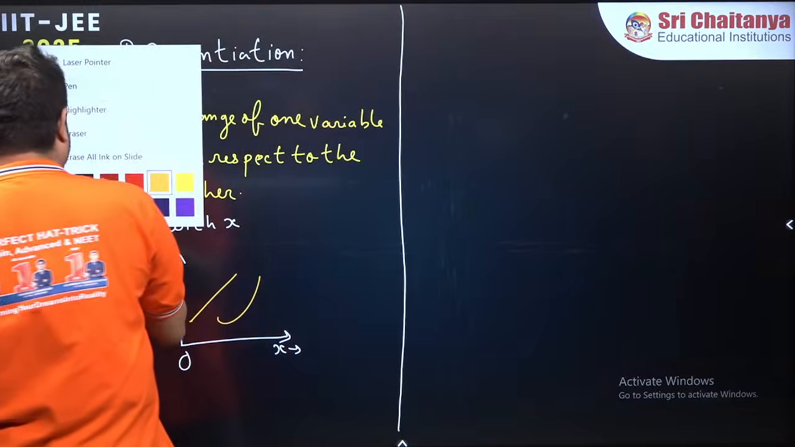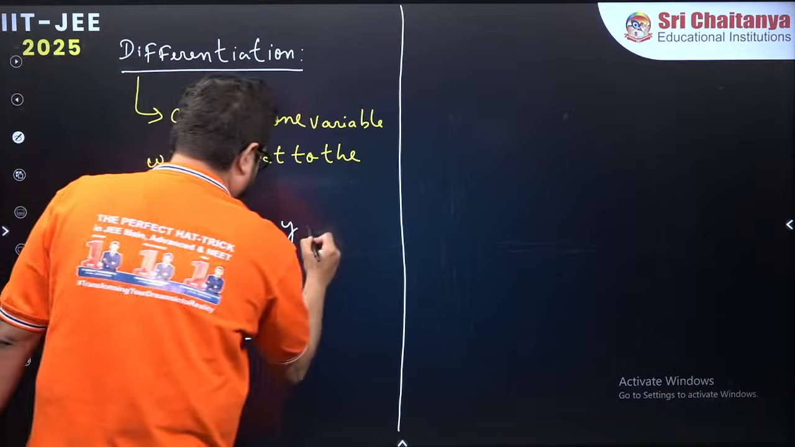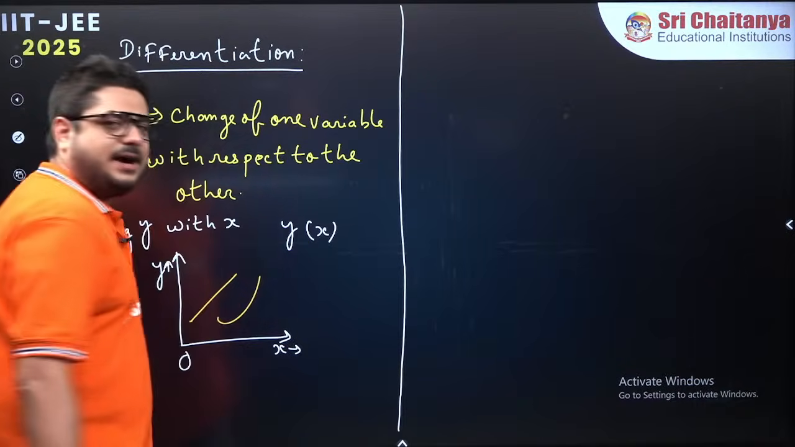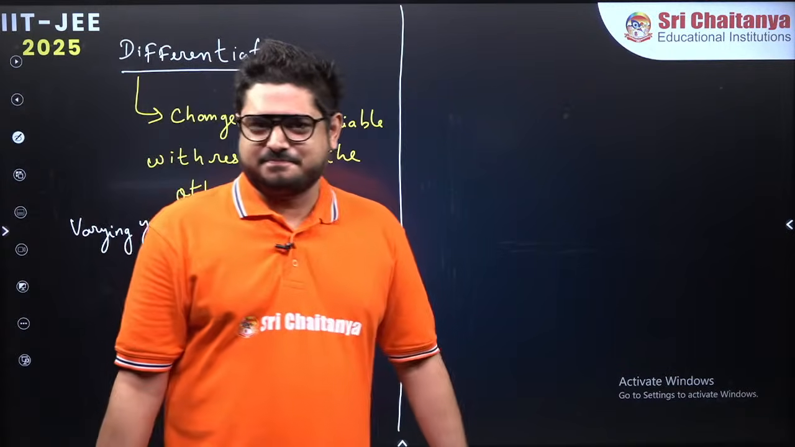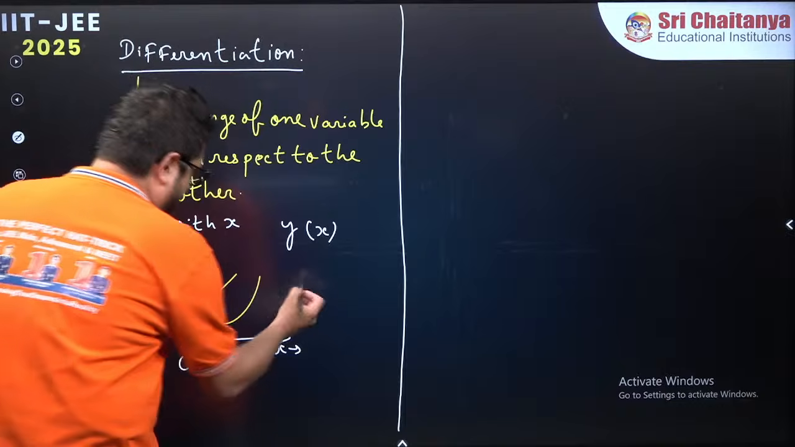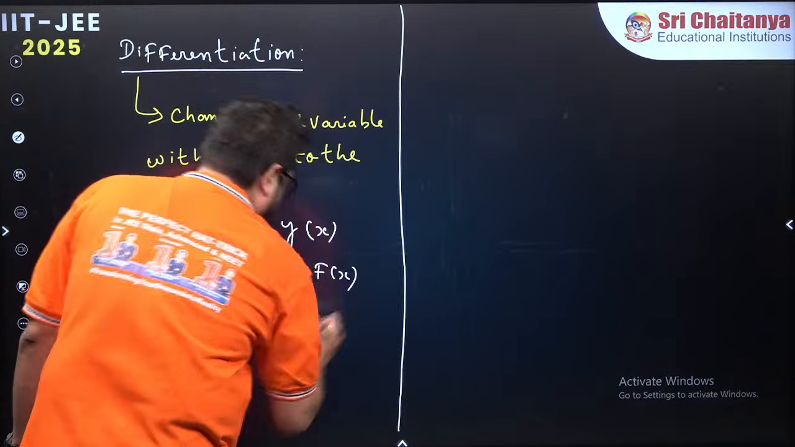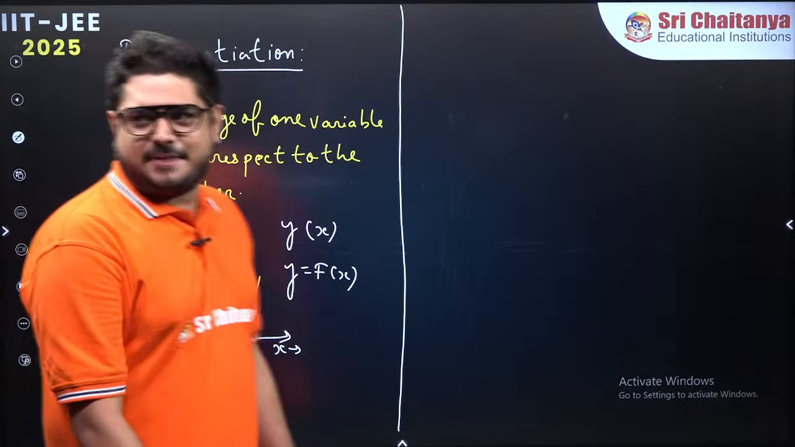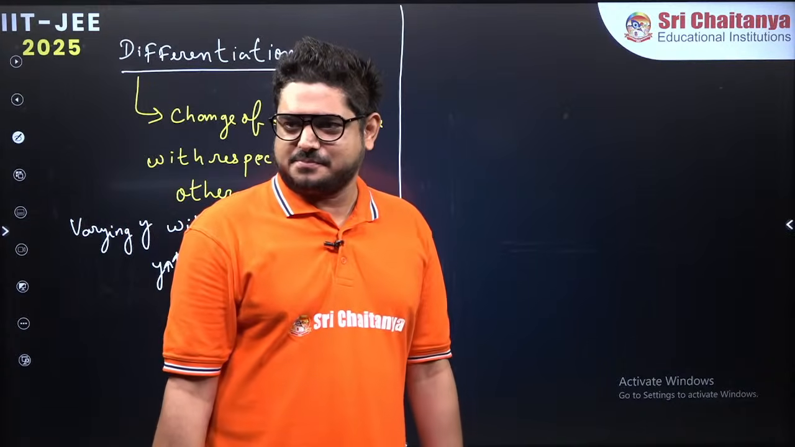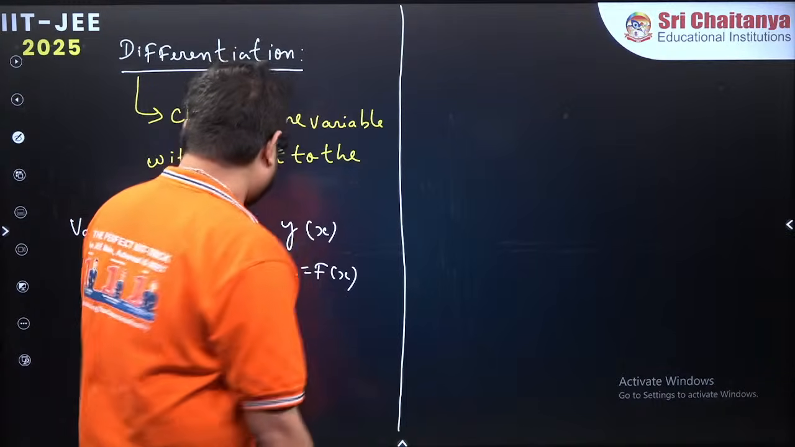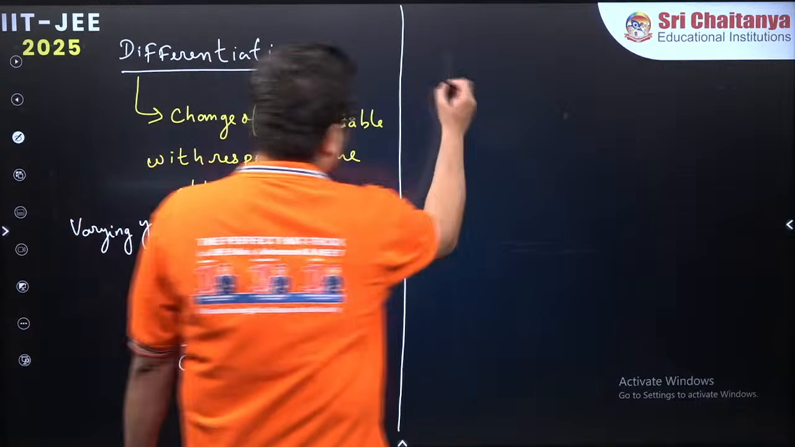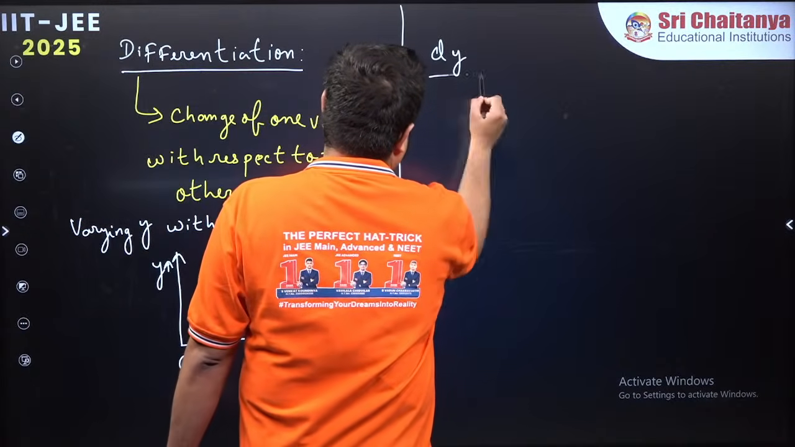I hope now the voice is clear. Y is a function of x, isn't it? So now I can also write this as y is equivalent to f of x, f bracket x.